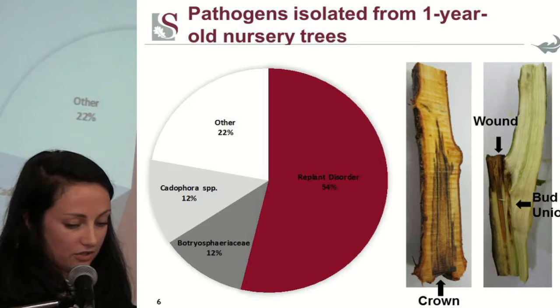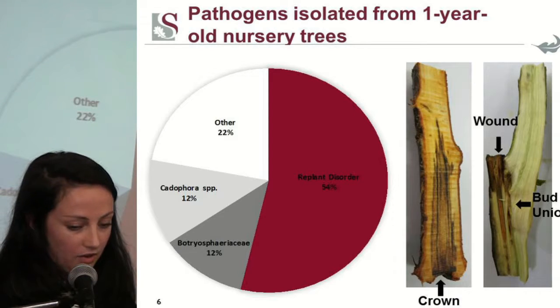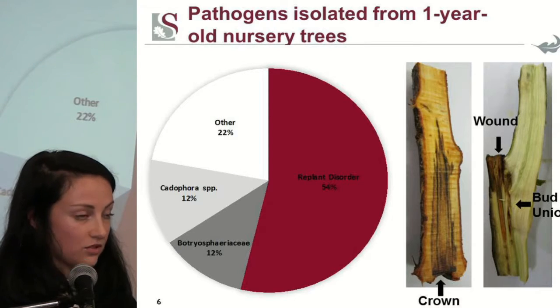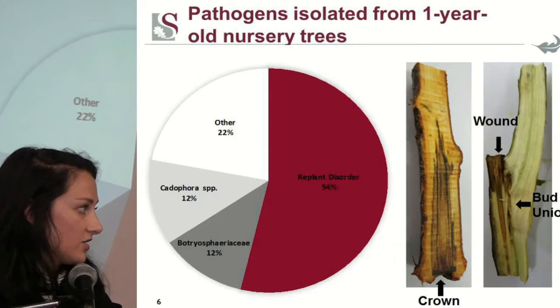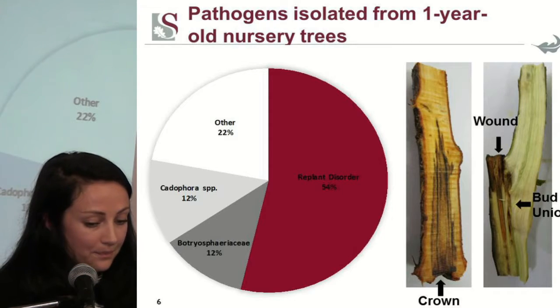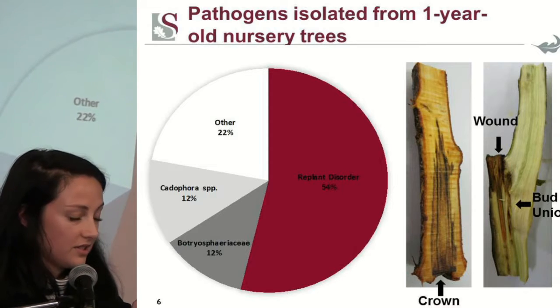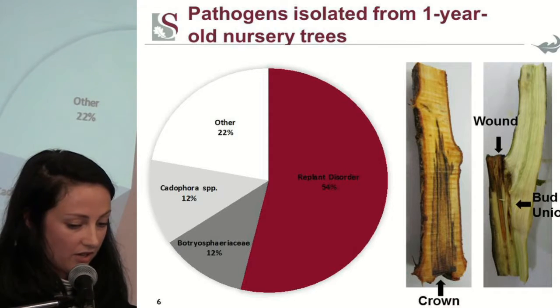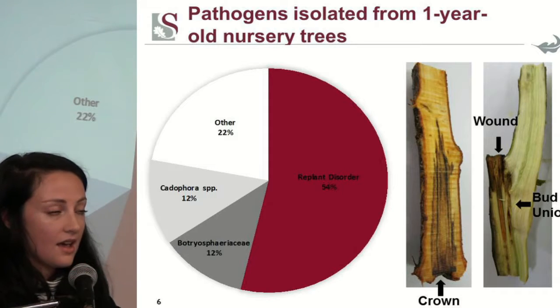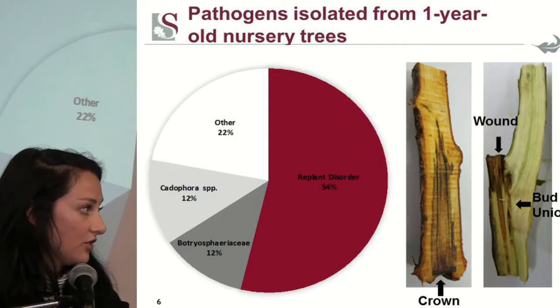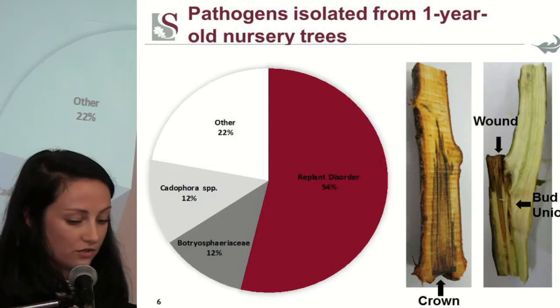With regards to the symptoms that were seen when the plant parts were cut open, the streaking was seen at the bottom, at the crown of the rootstock. That's also where the replant pathogens were isolated the most. At the wound, where the rootstock was cut back, brown discoloration was seen, and also brown discoloration at the bud union. And the Botryosphaeriaceae and the Cadophora species were isolated the most from the wound and the bud union.